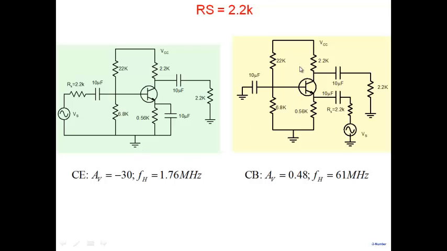Well, look at common base now. Common base also had a gain of earlier 110 or so. Its gain collapsed to 0.48 when I added 2.2K. Less than 1. Why? Why this difference? This is still showing you 30 and this is showing you 0.48. Why this difference?